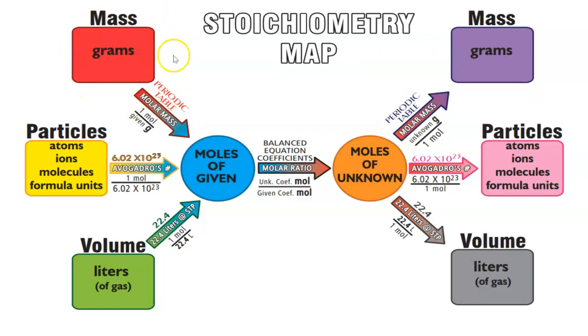So we're starting with our grams of glucose. We'll use our grams of glucose to calculate our moles of glucose. We'll go from moles of glucose to moles of CO2 using our molar ratios. And then once we have our moles of CO2, we can go to our grams of CO2. Okay, so this is the path we're following on the map.